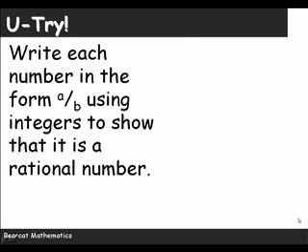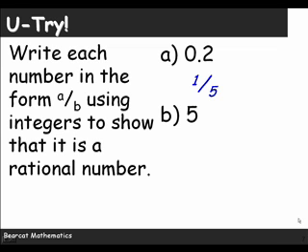Write each number in the form a over b using integers to show that it's a rational number. Well, 0.2. If we read that correctly, we should say 2/10 and then reduce that to 1/5. So anytime you see a decimal, just read it correctly. You read it, write it, reduce it basically. 2/10 is what you would read. You would write 2 over 10 and you reduce it to 1/5. Read it, write it, reduce it. 5, well, we've already heard that example. It's 5 over 1.